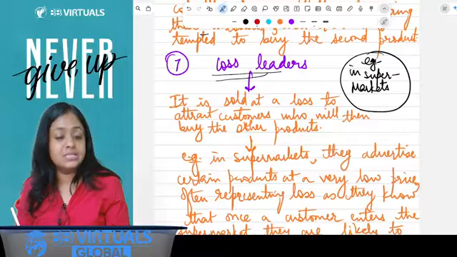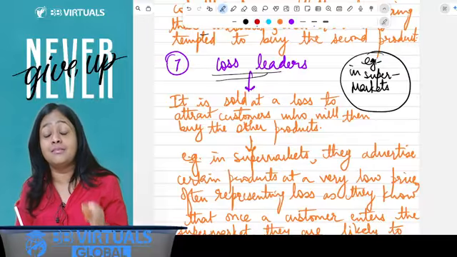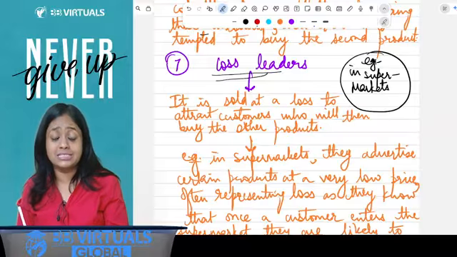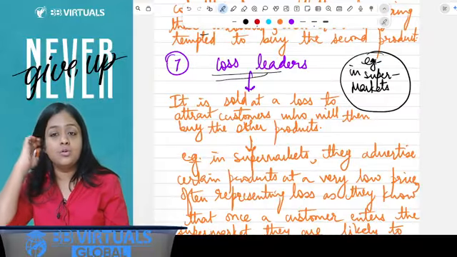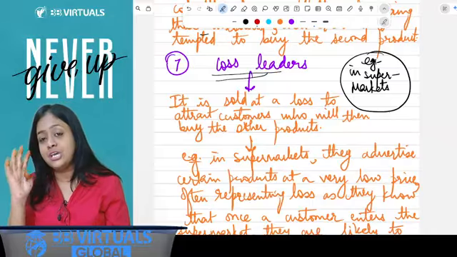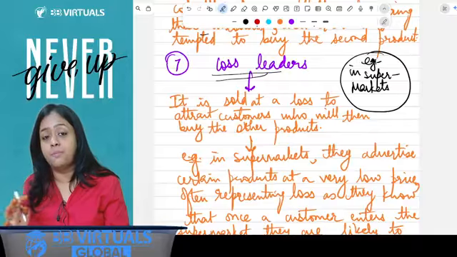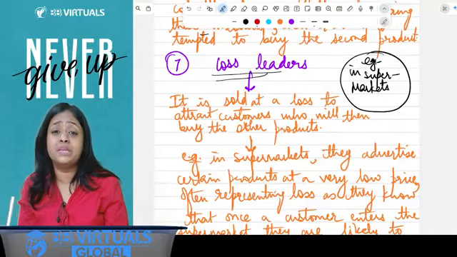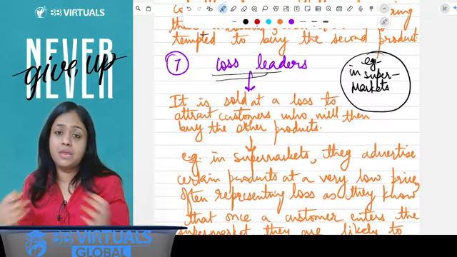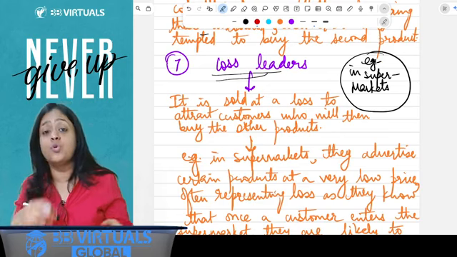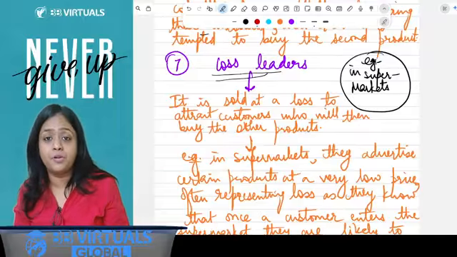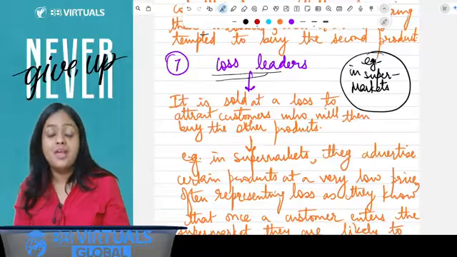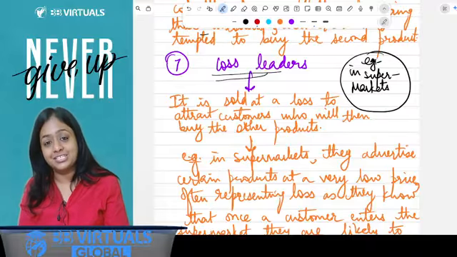Then we have loss leaders. Loss leaders are very frequently asked in exams, like supermarkets. For example, you see an ad showing that a particular product is now at 90% discount. That means it may probably be selling at a loss. You go to the supermarket to buy that product, but along with that product, you buy many other products as well, where the prices are not that slashed.